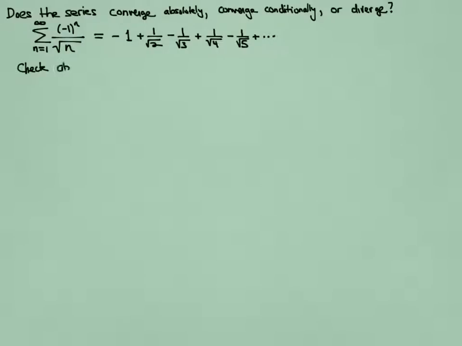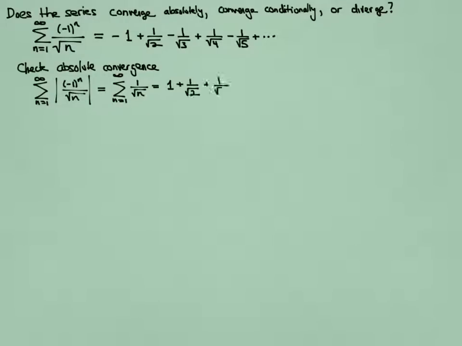The first thing we might do is check whether or not the series converges absolutely. So to do that, I'm going to look at the series whose terms are made positive by taking the absolute value of each individual term. That just means the series 1 over the square root of n, ignoring the sign. So the first few terms will be 1 plus 1 over the square root of 2, etc.